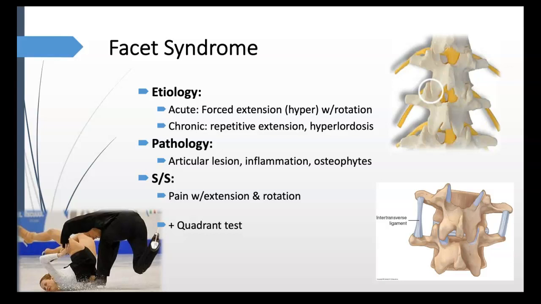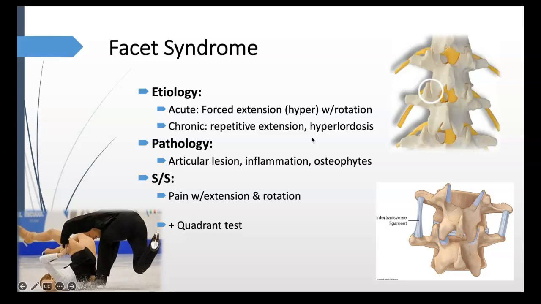So as we think about how it can actually happen, we're in the extension group of pathologies. Acute would be forced extension with a hyperrotation, and then chronic would be repetitive extension. So the gymnast, for example, who spends a lot of time in back bending exercises, or just a true hyperlordosis about the actual lumbar spine, will increase the torsional effect about the facet joint itself.